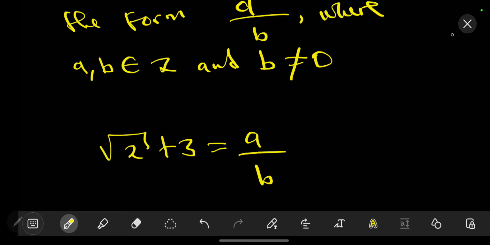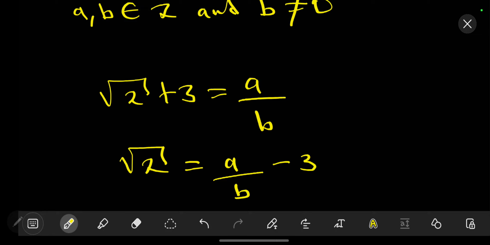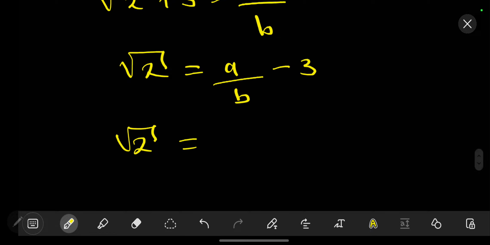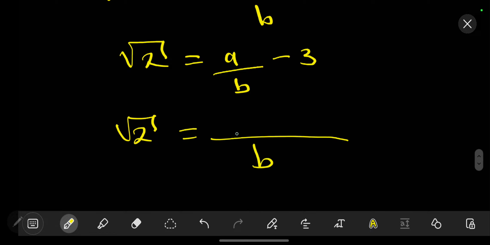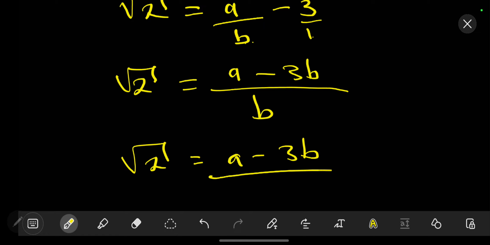over B, like that. So under this one, we don't square both sides, but we just leave the square root alone. So we have the square root of 2 should be equal to A over our B, then we have minus our 3, like that. Then what we are going to do is we have the square root of 2 should be equal to, our B is our common denominator. So we have our A minus our B. B divided by 1 is B times 3. It will be 3B. So we have our square root of our 2 should be equal to A minus 3B over B.